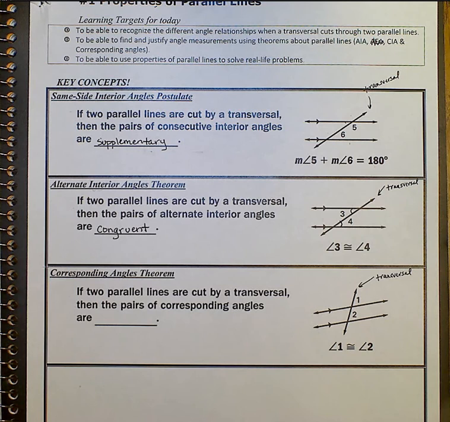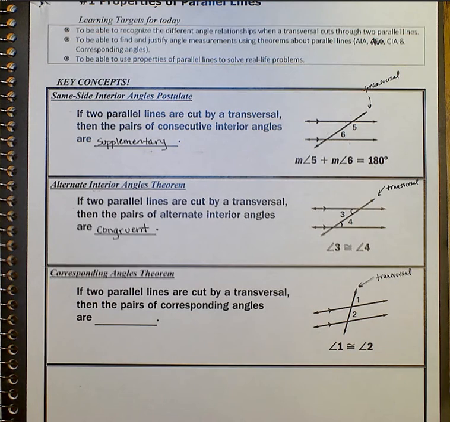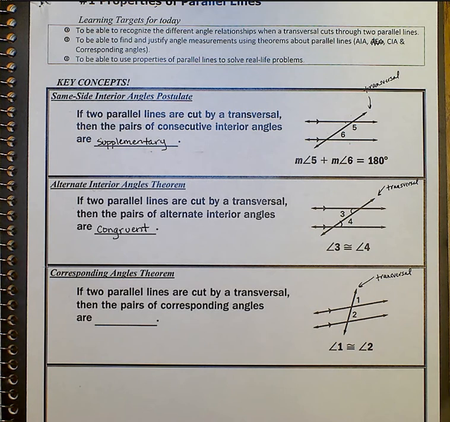Alright, and the last one, corresponding angles. Okay, this is the corresponding angles theorem. It says if two parallel lines are cut by a transversal, then the pairs of corresponding angles are congruent as well.